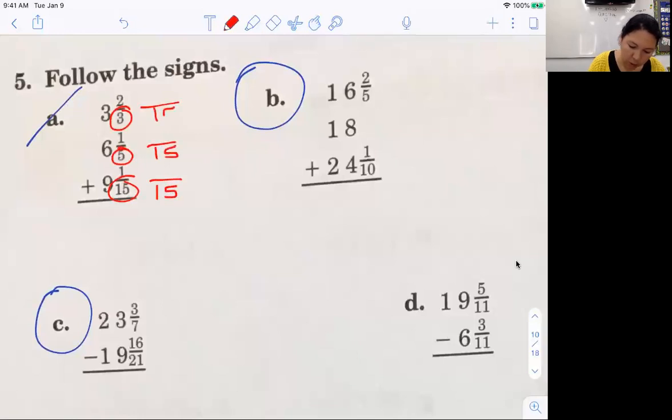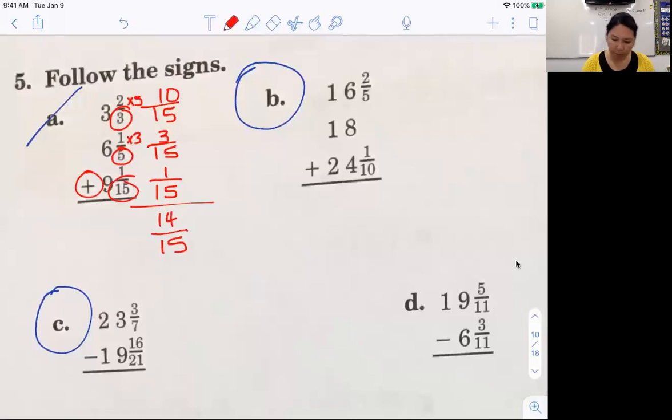Okay, so which one is already a 15? Oh, this one. So I'm going to keep that. I got to change the others. 5 times 3 makes 15, so 1 times 3 makes 3. 3 times 5 makes 15, so 2 times 5 is 10. So I've got 10 15ths, 3 15ths, and 1 15th. Okay, so am I adding or subtracting? I am adding. Let's add those up. 10 plus 3 is 13. 13 plus 1 is 14. 14 15ths.